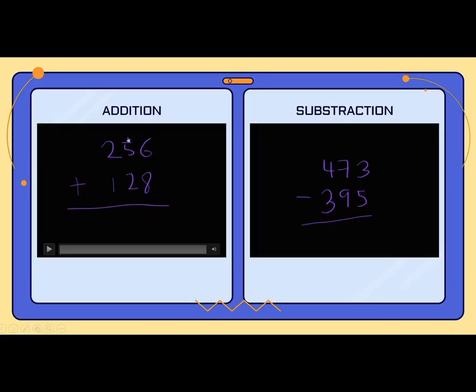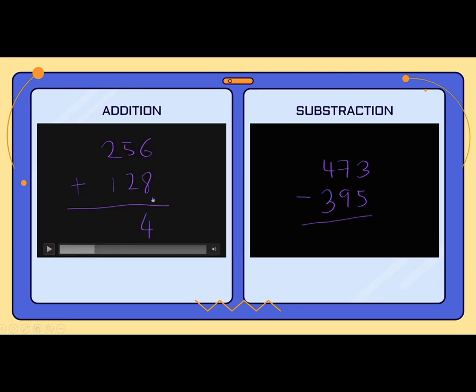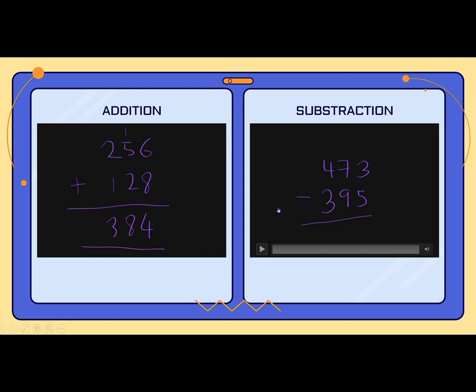Alright, so for addition, the example I've given is 256 plus 128. So 6 plus 8 is 14. So we only write down 4 and then carry the 1 over to the 5 plus 2. 5 plus 2 plus 1 equals 8. Now 2 plus 1 will be equal to 3. And we get 384.